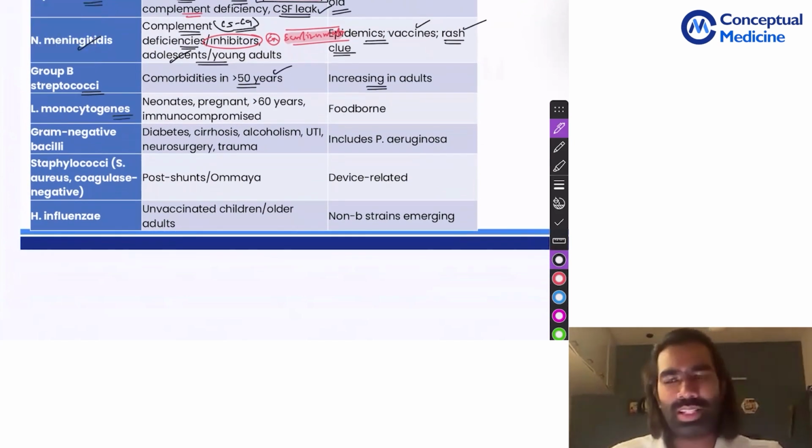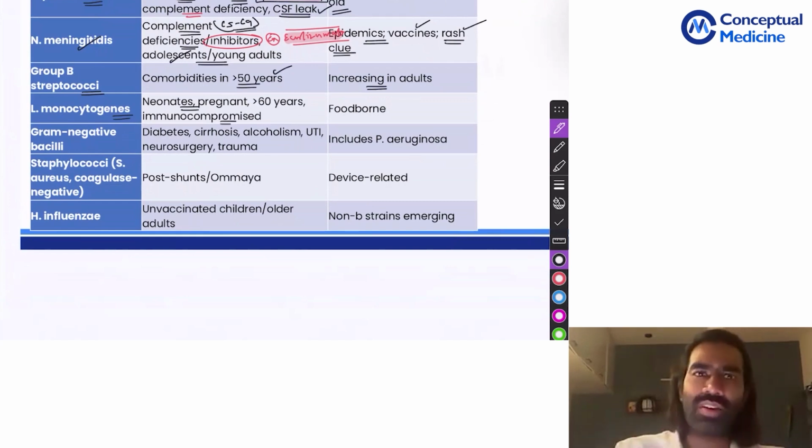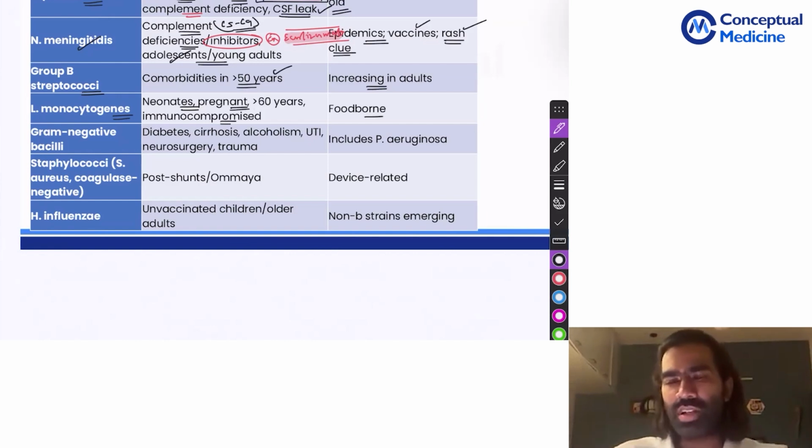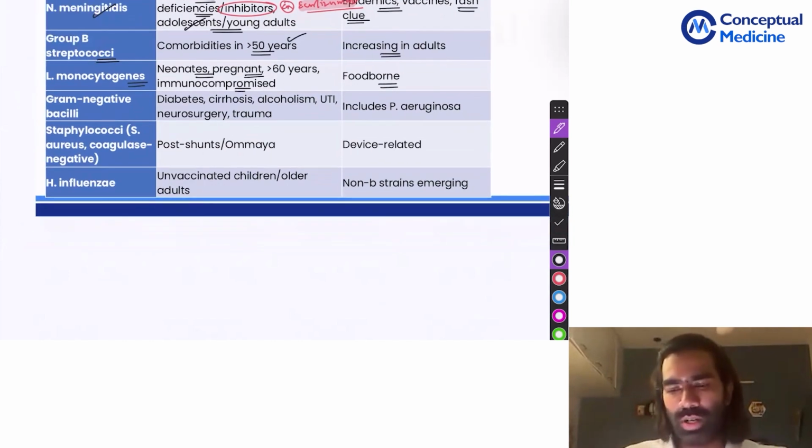Listeria monocytogenes, as I said already, occurs at extremes of age, like less than 5 years, especially less than 1 year, or even neonates, or more than 50 to 60 years of age, immunocompromised people and pregnant individuals. And it's a foodborne infection. And again, you need to know that it's the most common cause of rhombencephalitis in the world.